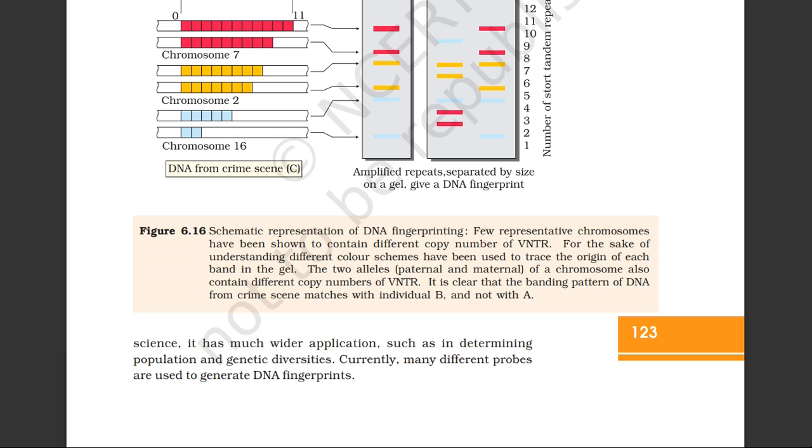It is clear that the banding pattern of DNA from the crime scene matches with individual B and not with A. In addition to application in forensic science, it has much wider application, such as in determining population and genetic diversities. Currently, many different probes are used to generate DNA fingerprints.